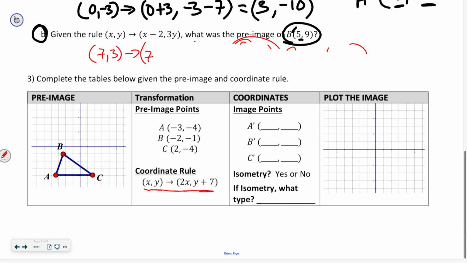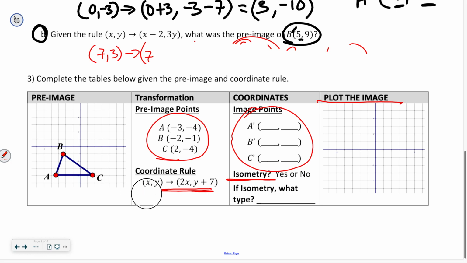In this case, I have this rule, and these are my pre-image points. I need to locate my image, plot the image, and determine if it's an isometry. Again, determine if it's a rigid motion. Determine if the size and shape stay the same. So let's work according to our rule here.